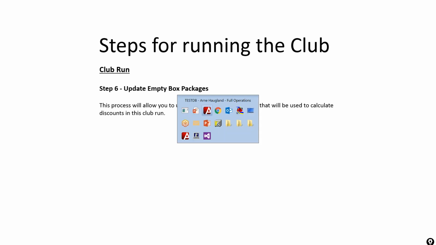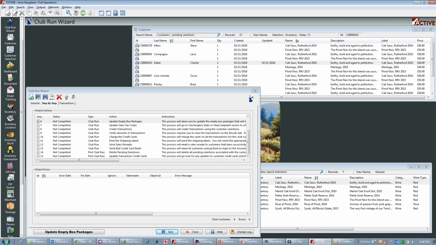And step 6 is setting up the discounts that we want to use for all our different bottle quantities. So if you bought 2 bottles or 4 bottles, you get a different discount. What we're going to show you here is one of our most simple ways of doing that. There are many others, but this is the simplest way.